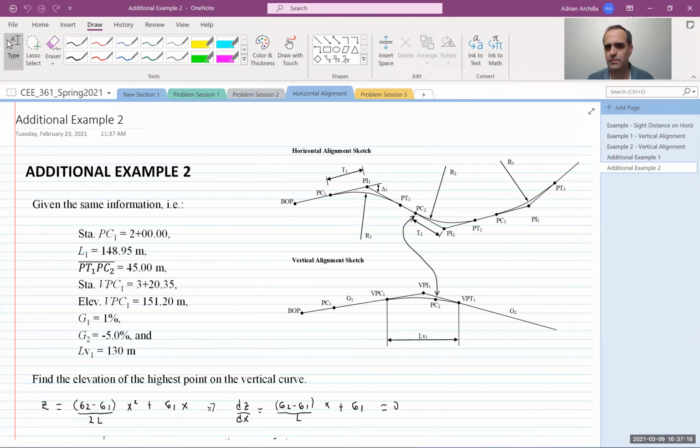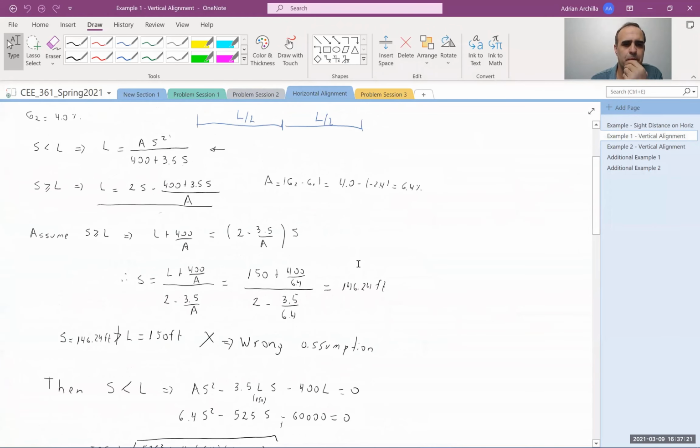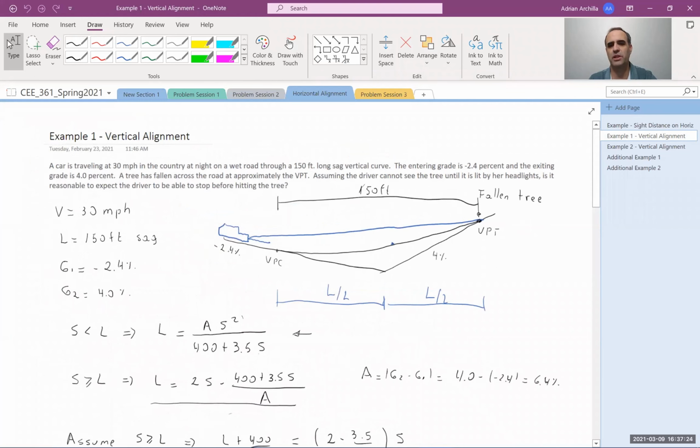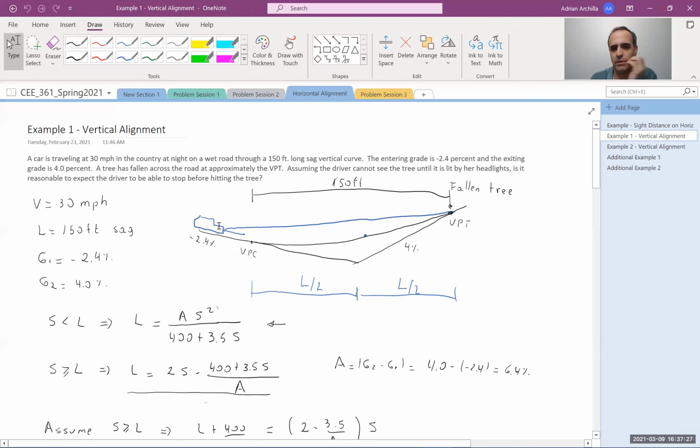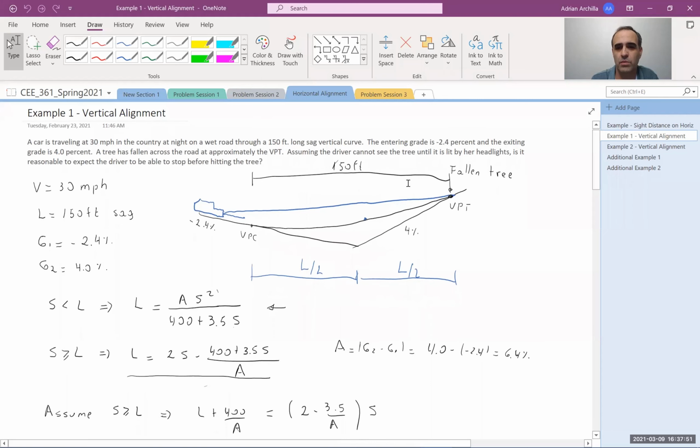Okay. We were talking about this example here. So let me refresh your memory. I'm not going to read it again, but essentially we said we have a vehicle traveling at a certain speed, and then there's a tree here at the BPT of this sag vertical curve that has this entry grade of minus 2.4%, and then we have an exit grade of 4%. And the length of the curve was 150 feet, although that was given, and the question was whether it was reasonable to expect the driver to be able to stop before hitting the tree.